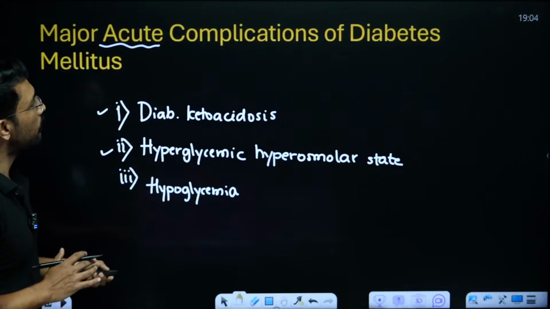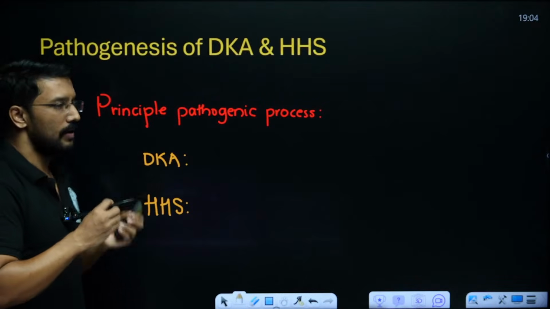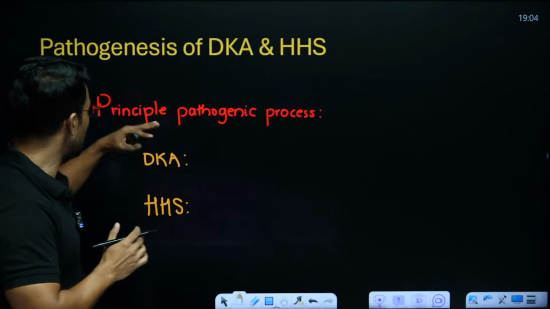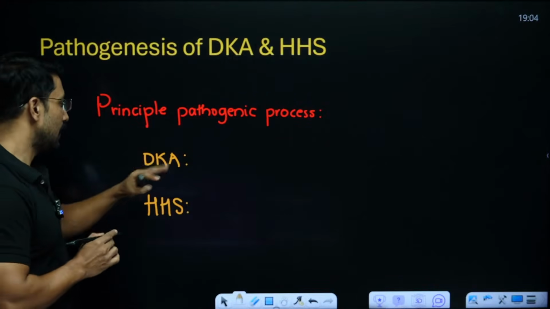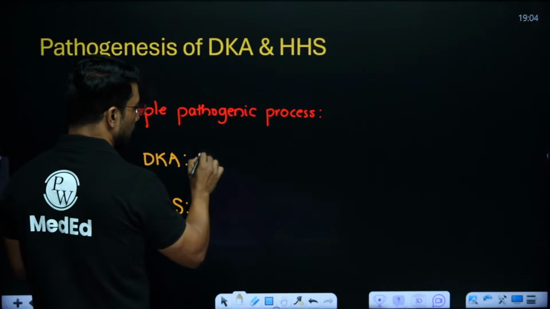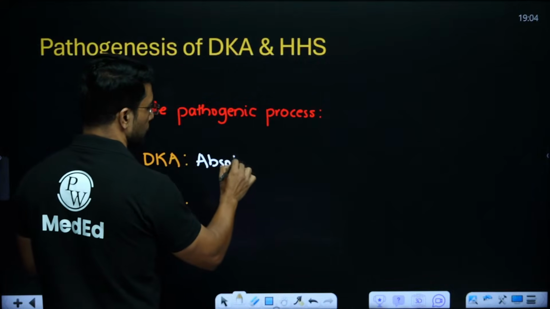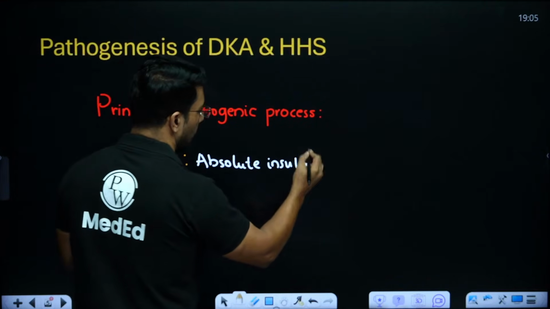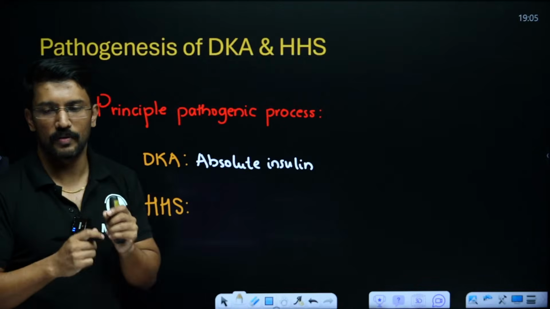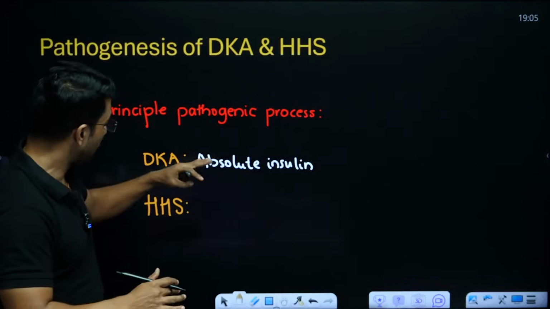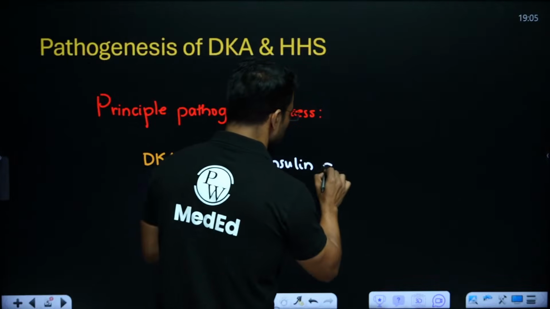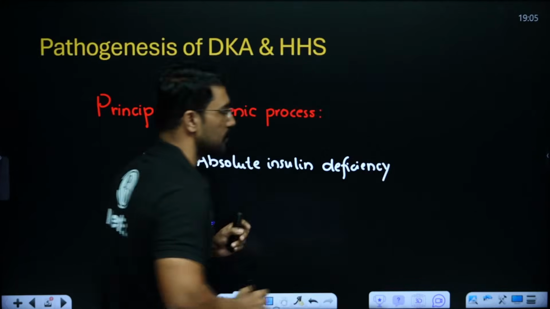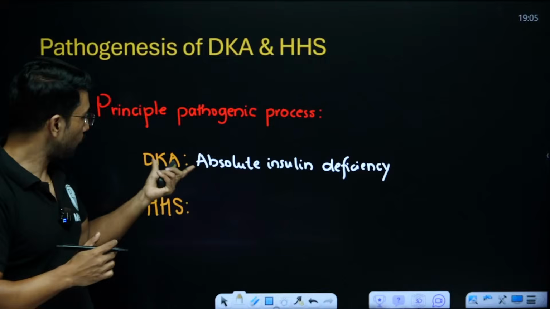Okay, so what we will do is we will first try to understand why DKA and HHS develop. What is the key pathogenic process? In diabetic ketoacidosis, there is absolute insulin deficiency. So if you have severe diabetes and your insulin production is close to nil, you can end up with diabetic ketoacidosis. Now, with this information, can anybody tell me which type of diabetes is more likely to be prone to develop DKA?